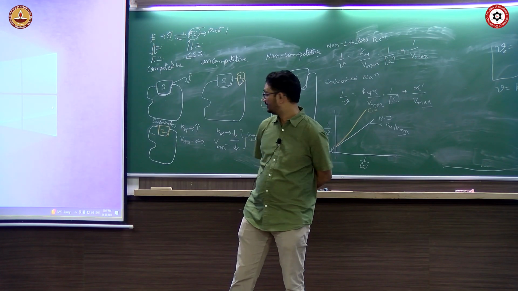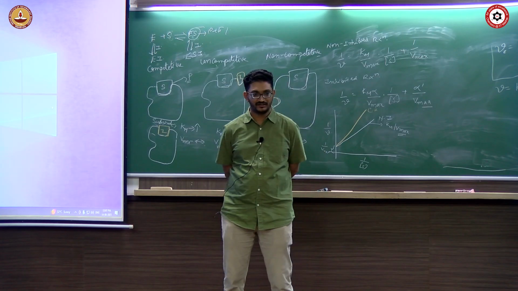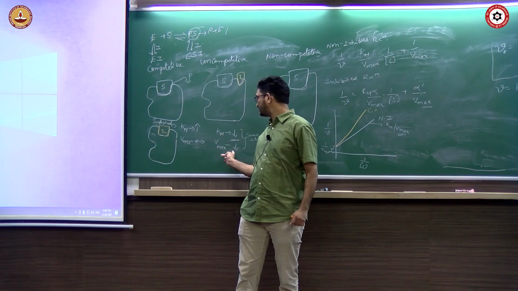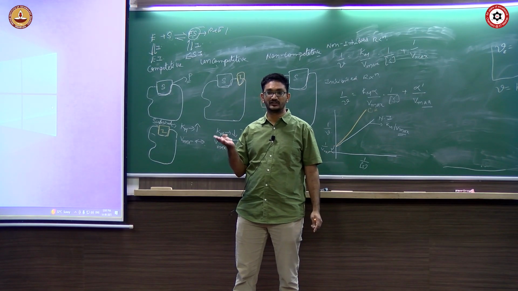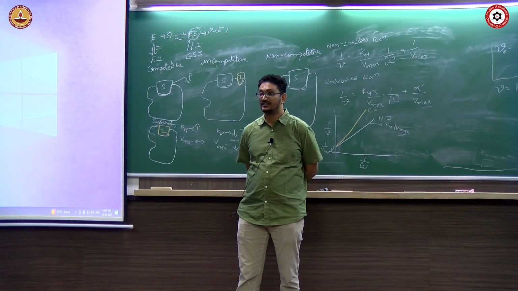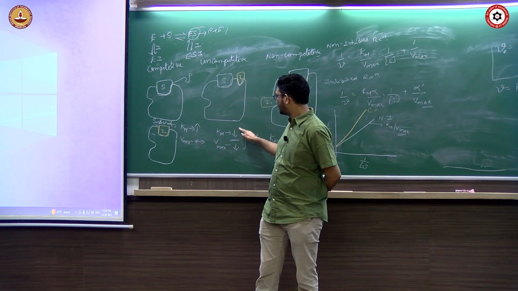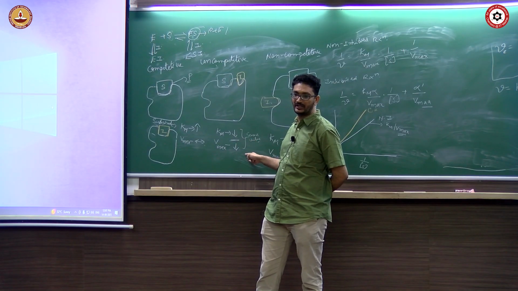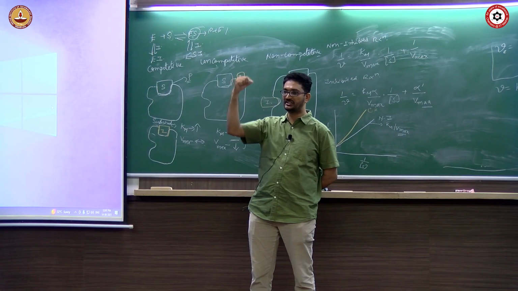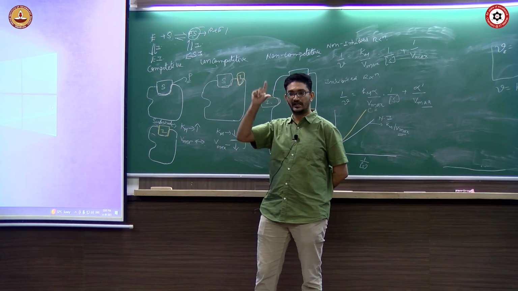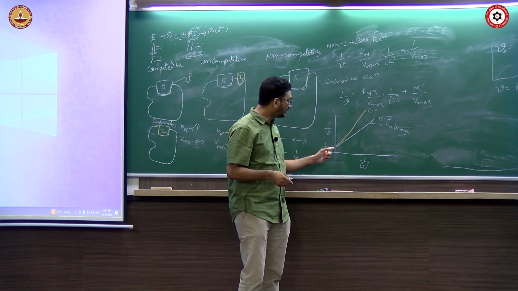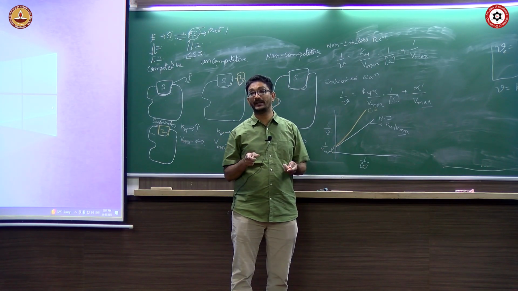Intercept will decrease. What is intercept? 1 by Vmax. If Vmax is decreasing, 1 by Vmax will increase, no? So, intercept will increase, and slope, because both are changing, no? Km is changing, Vmax is changing, and both are changing by same value. So, slope will remain same, Km by Vmax. If this is changing by 2 times, that is changing by 2 times, then the ratio will remain same, right? So, Km by Vmax will remain constant. So, intercept will increase, slope will remain same.